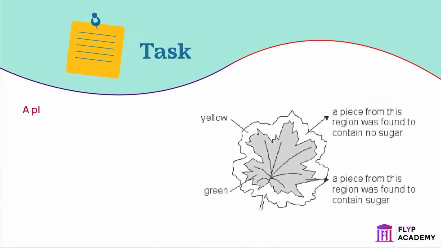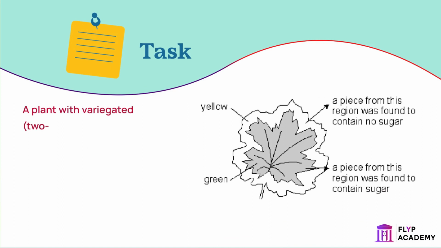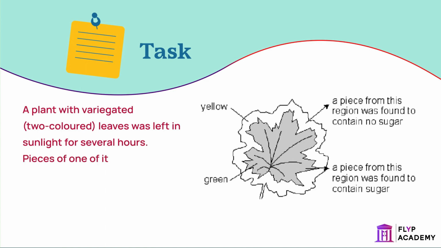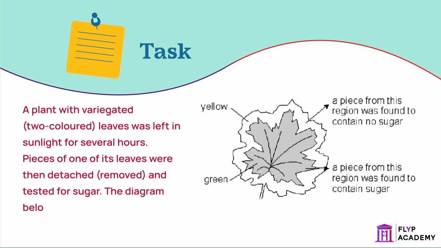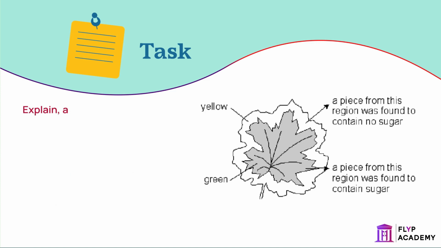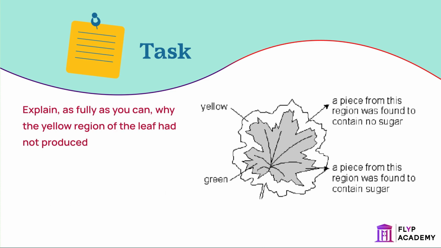Task: a plant with variegated, two-coloured leaves was left in sunlight for several hours. Pieces of one of its leaves were then detached, removed, and tested for sugar. The diagram below shows the results. Explain as fully as you can why the yellow region of the leaf had not produced sugar.